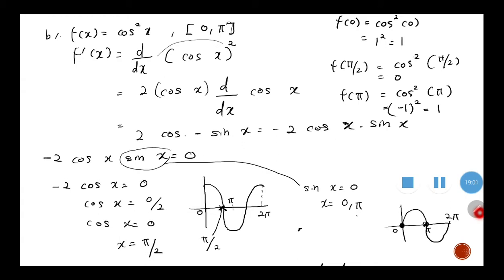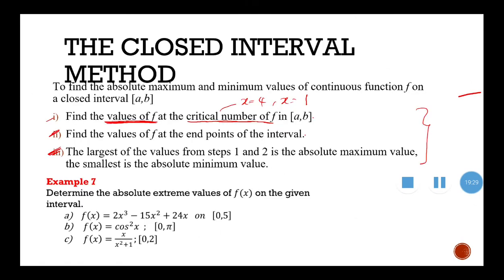Okay, so from these three values here, which one is the absolute maximum? This one. This one is the absolute maximum, as well as this one. And this one is the absolute minimum. Okay? So now, can you do example C and submit it as assignment? Okay, class?